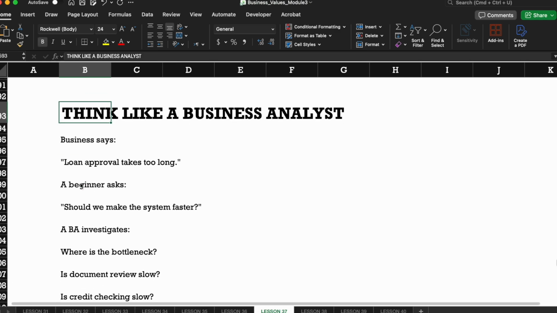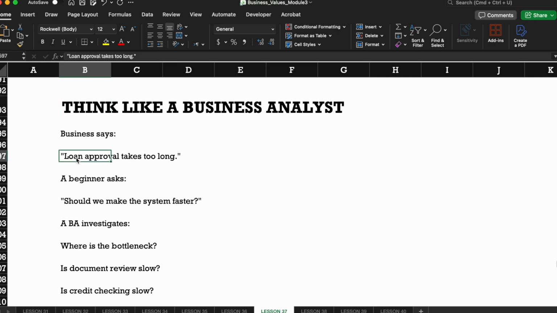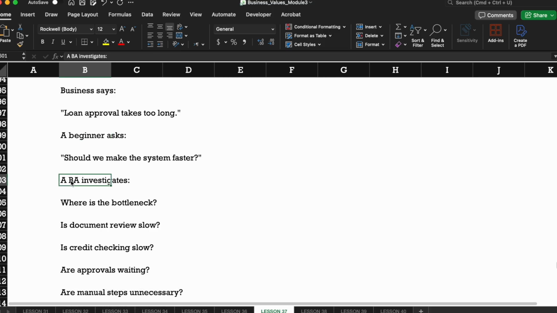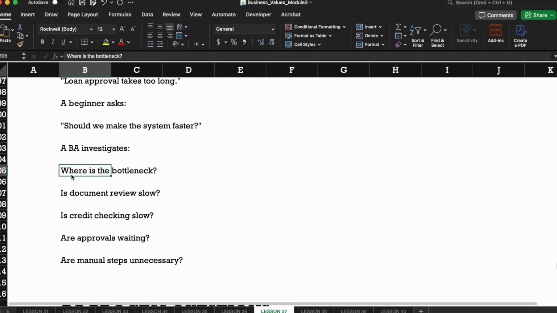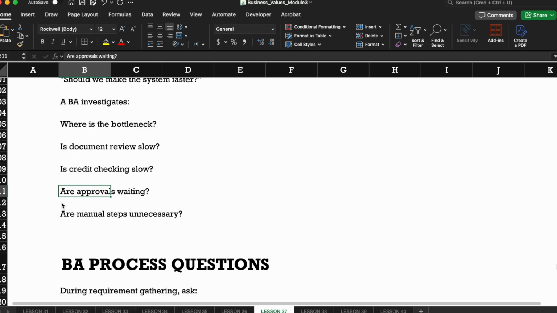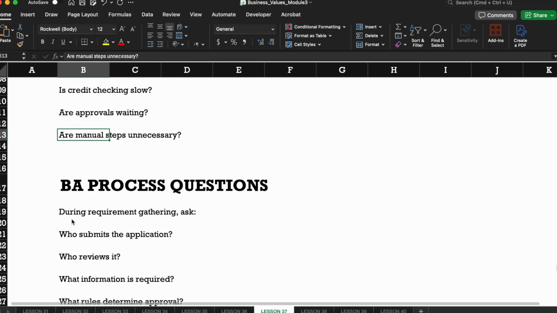Think like a business analyst. Business says loan approval takes too long. A beginner asks, should we make the system faster? A BA investigates: where is the bottleneck? Is document review slow? Is credit checking slow? Are approvals waiting? Are manual steps unnecessary?